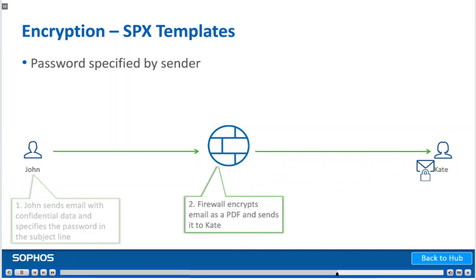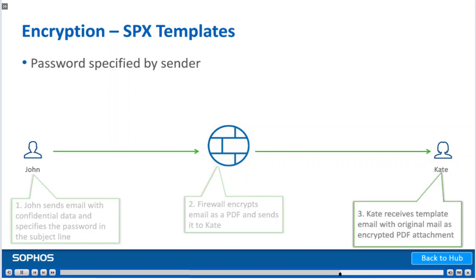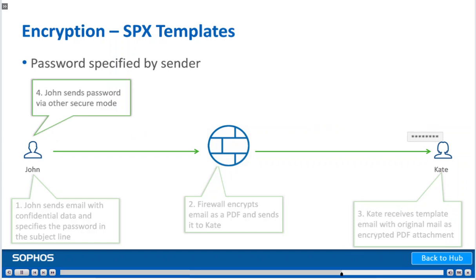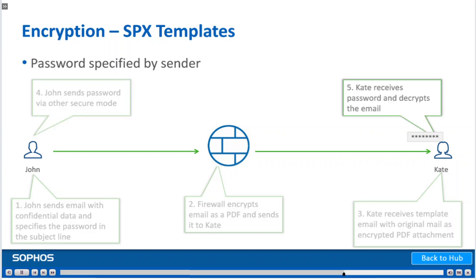2. The firewall receives the email and converts it to a PDF, encrypts it, and then attaches it to a template email. This email is sent to Kate and explains to her how SPX works. 3. Kate receives the email with the encrypted PDF attached, but doesn't have the password to open it yet. 4. John needs to give the password to Kate via a separate and secure channel. This could be over the phone, via SMS or IM. 5. Kate can now decrypt the email using the password from John.